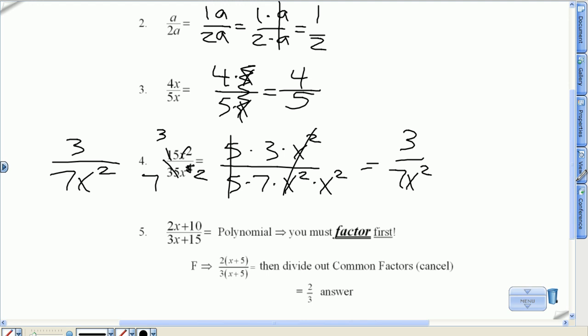2x plus 10 and 3x plus 15. 2x plus 10 is a binomial. You can factor it. It has a greatest common factor of 2. If you take 2 out of 2x plus 10, you're left with 2 times x plus 5. If you take 3 out of 3x plus 15, you're left with 3 times x plus 5. Now, because x plus 5 appears on the top and the bottom, you can cancel it out. So x plus 5 goes, x plus 5 goes, and you're left with 2/3.